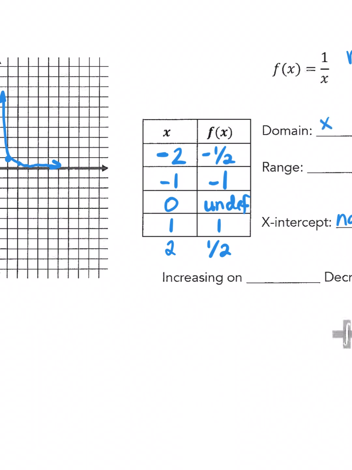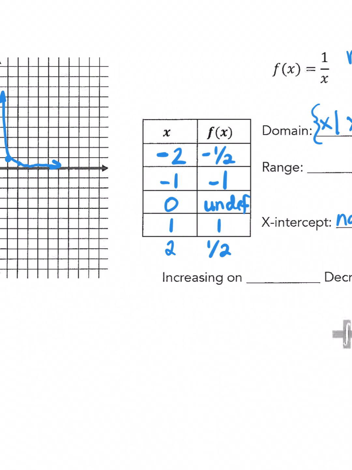We can write x such that x does not equal 0, where x is an element of the real numbers. Guys, this is what we call set builder notation. Oh, x is an element of the real numbers. That little e means element of. It tells you which set of numbers it is. What we're basically saying there is x can be anything except 0.